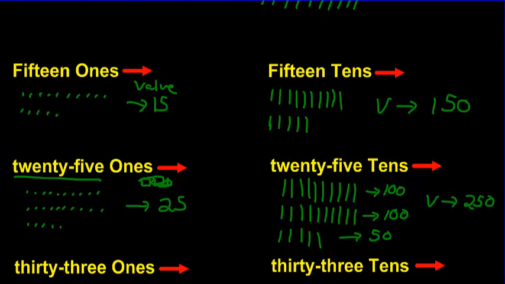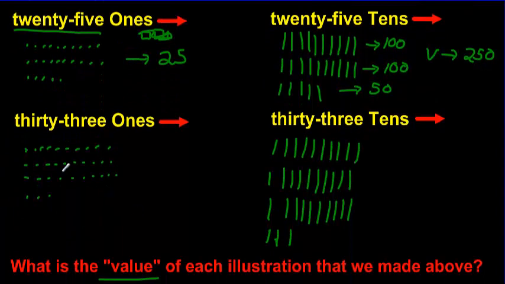See how easy this is? The hard part is understanding, again, the question. How many ones do I have? I've got 33. But what's the value of them? Well, the value is still 33. That's all I got. But 33 tens, how many tens? 33 tens. What's the value of 33 tens?